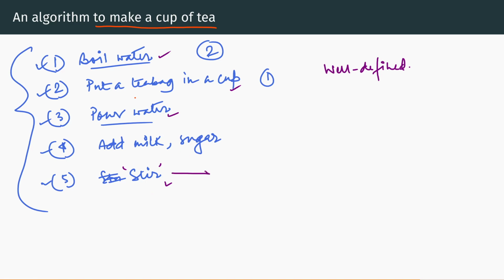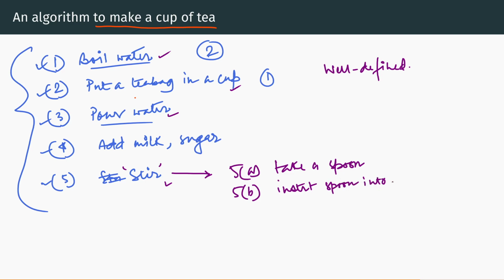So you'd say, stir is take a spoon. Let's do this. Let's break this down into smaller statements. Let's say this is 5A. Take a spoon. 5B, right? Insert spoon into cup. I don't know. Into cup. 5C.